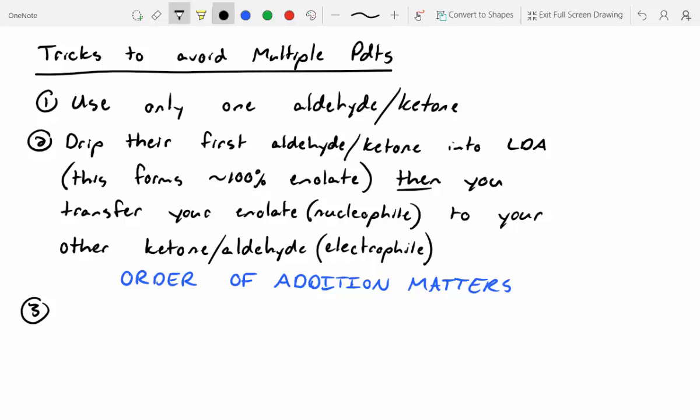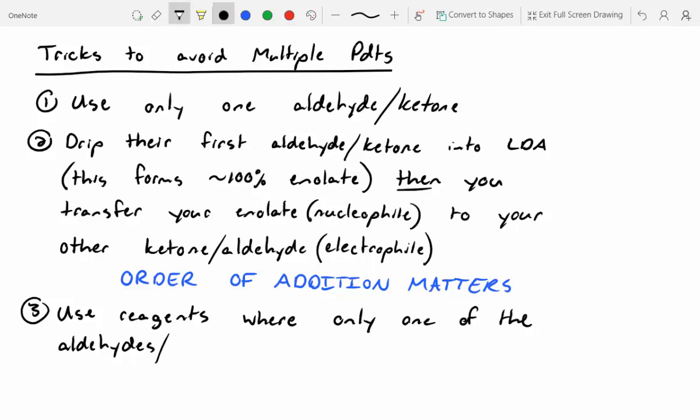Another easy solution is, well, let's just pick a reagent where only one of them has alpha protons. That's a simple enough solution. So let's take a look at an example of that here. So use reagents where only one of the aldehydes or ketones has alpha protons.